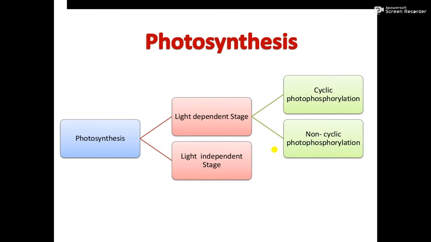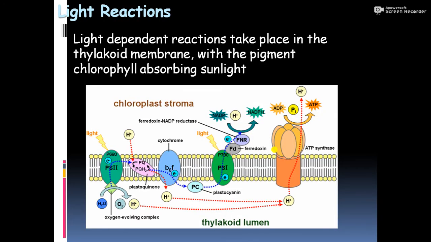Photosynthesis has been divided into two phases. One is the light dependent stage and another is the light independent stage. The light dependent stage is further divided into two parts. One is cyclic photophosphorylation and another is non-cyclic photophosphorylation. From this diagram, we can know that the main theme of the light dependent phase is phosphorylation, and that should be done with the help of photo, or light. So, some basics of the light reaction.